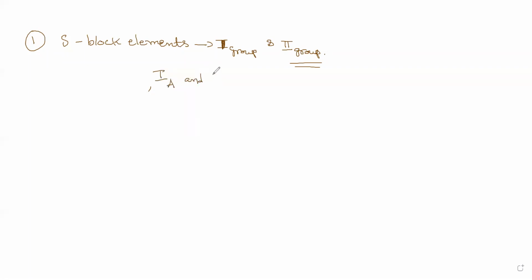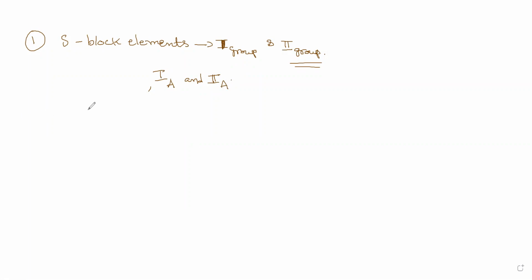Then I told you that the periodic table is divided into S block elements. There are 4 blocks. S block elements means first group and second group. First and second group elements we call S block elements. So they are S block elements. To be more correct, 1A and 2A. These are called S block elements.